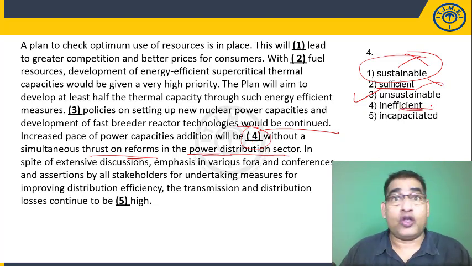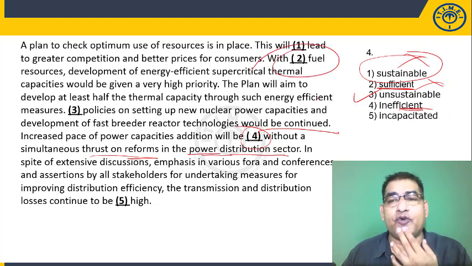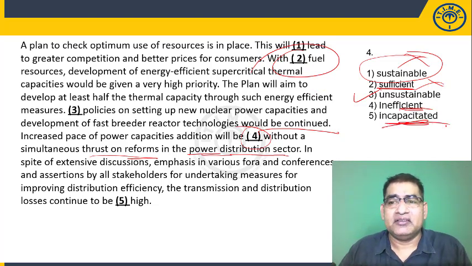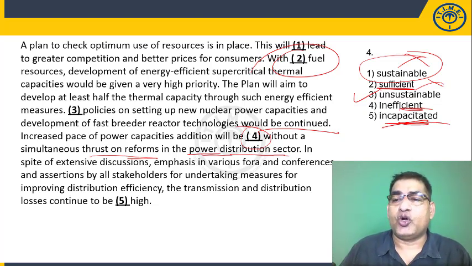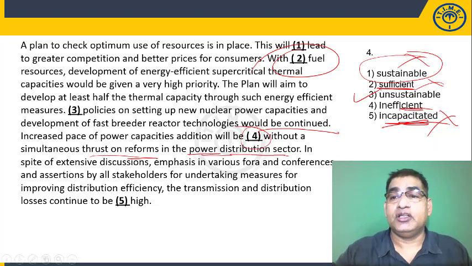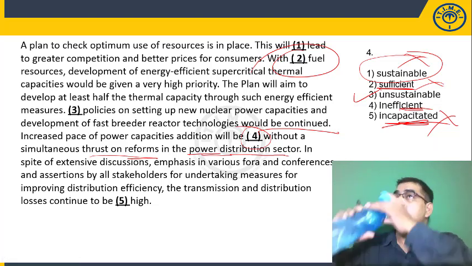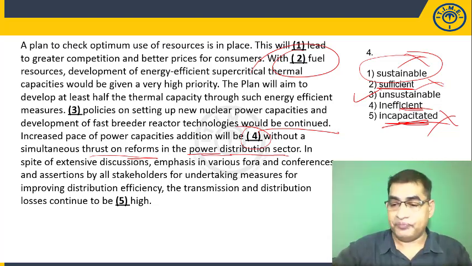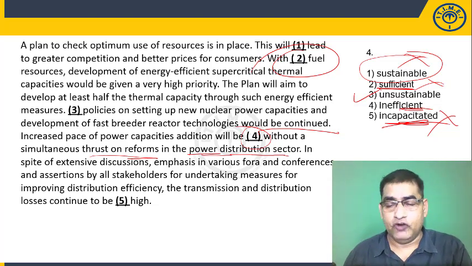Inefficient, no, we are not talking about efficiency. We are talking about sufficiency. It's in the context of limited fuels, right? So sufficiency is the focus. Incapacitated, okay, it's like, render a person incapable of doing something. That's not again related to the context. So wrong. So obviously for the fourth question, the best answer has to be unsustainable. Okay, so fourth, 3 unsustainable is the best answer.